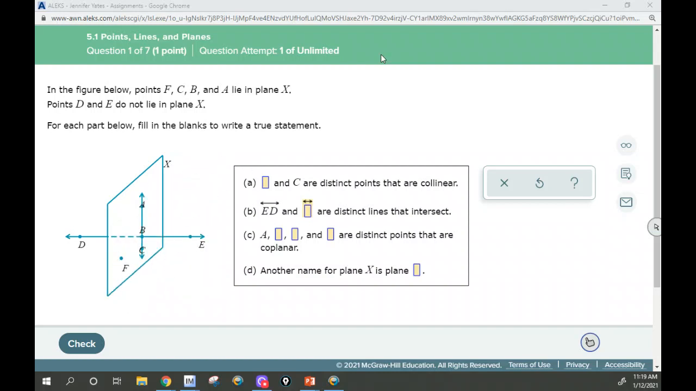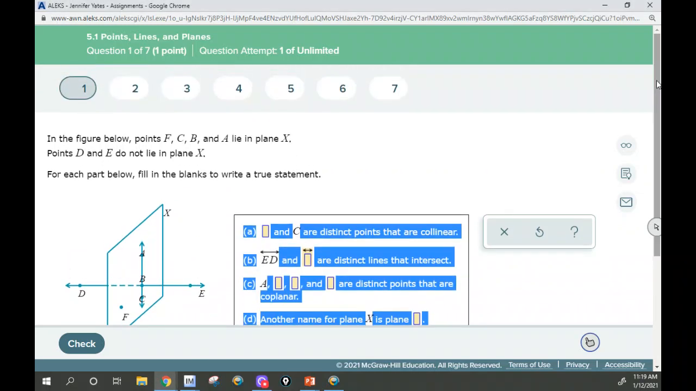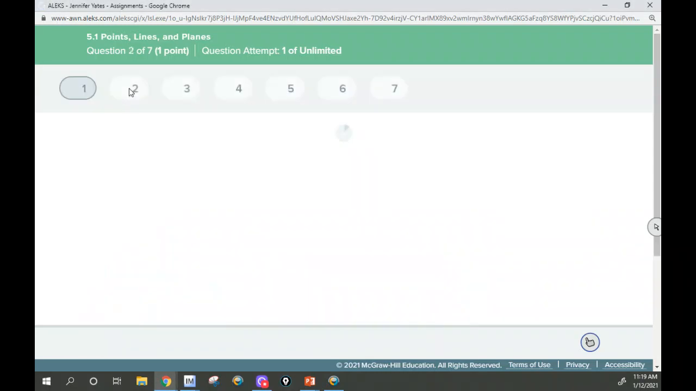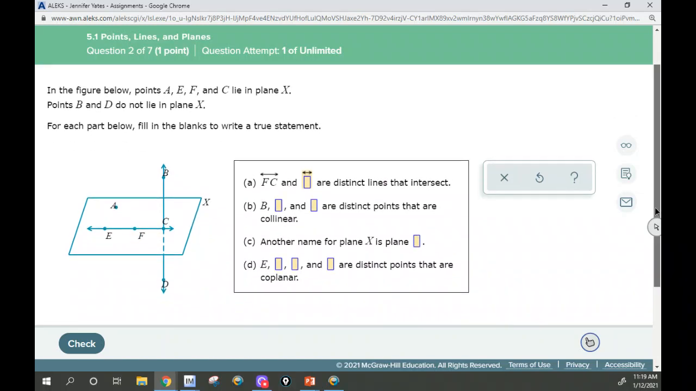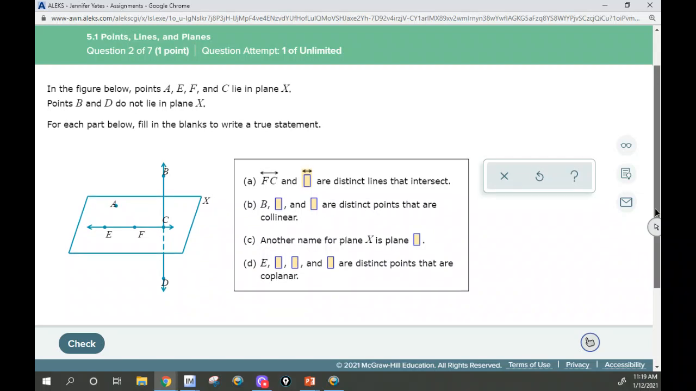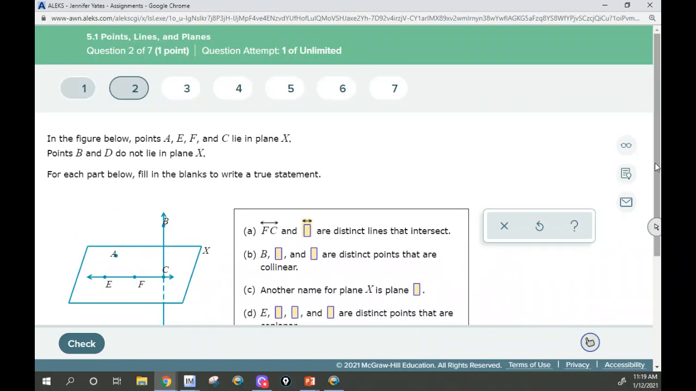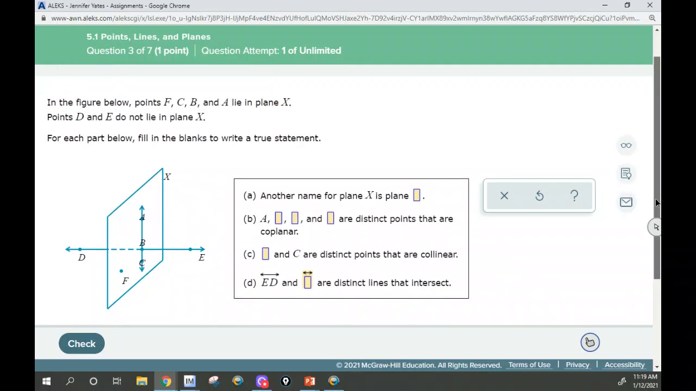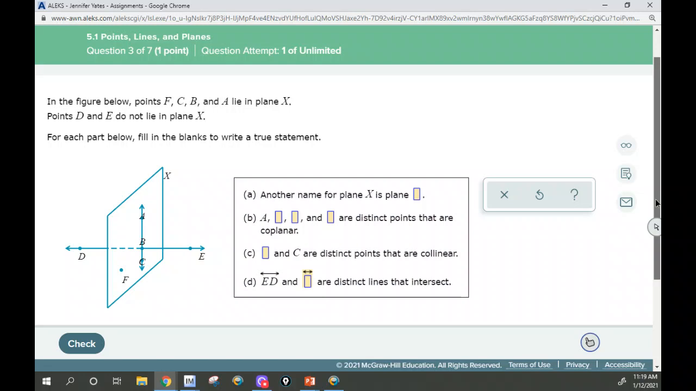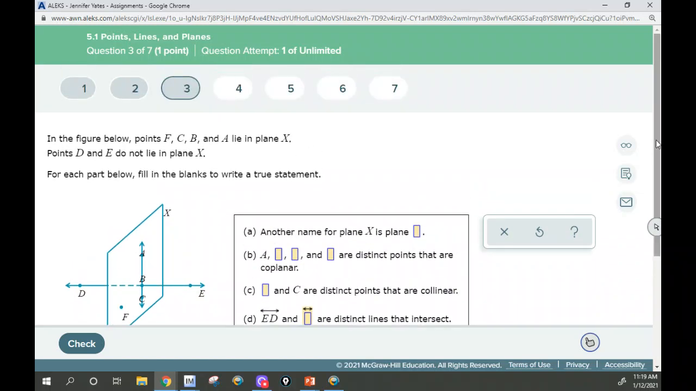Okay, I want to find a problem that is sometimes misleading. See if it's in here. F and C, distinct points, another name. Maybe it's not going to show up. Well, jump in. If there's one that's confusing, holler at me and we'll discuss it.